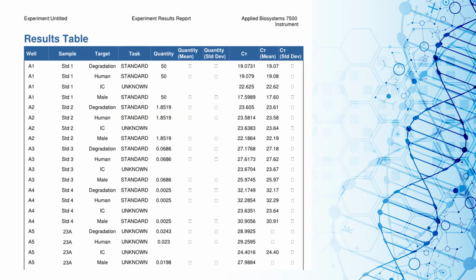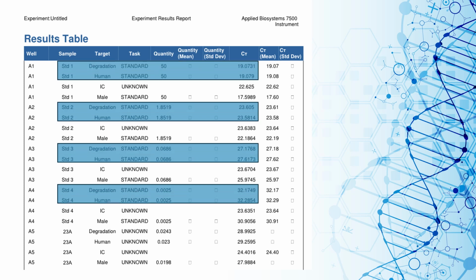This is an example of what a quantitation report looks like. We'll focus briefly on the degradation and human targets. The degradation and human target ratios will indicate whether a sample is degraded or not. The human target specifically is the quantitation used for normalization.